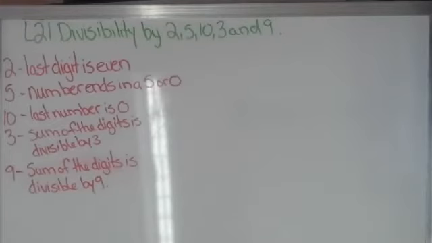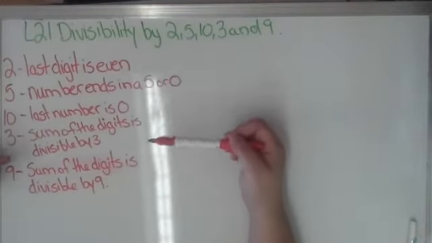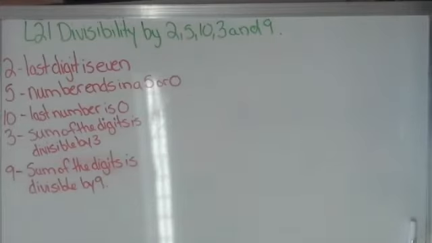This is lesson 21 for course 1. We're looking at divisibility by 2, 5s, 10s, 3s, and 9s. So as you can see over here, I've listed all of the rules for the different divisibilities.